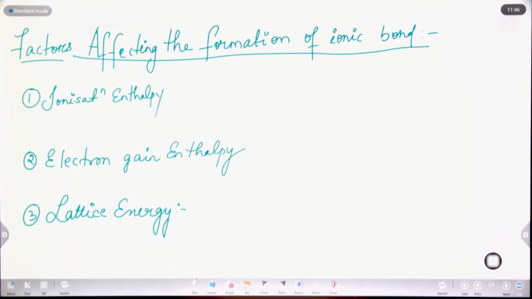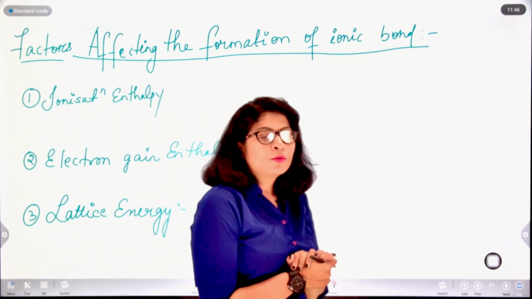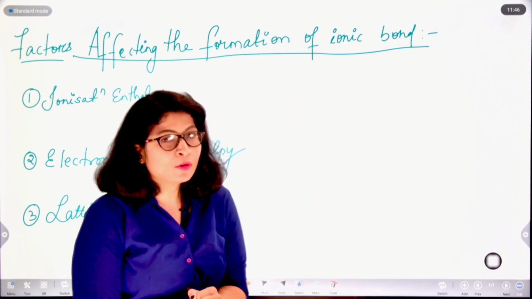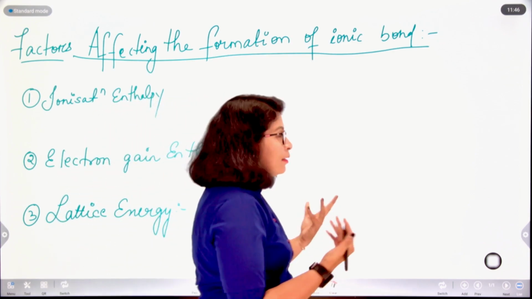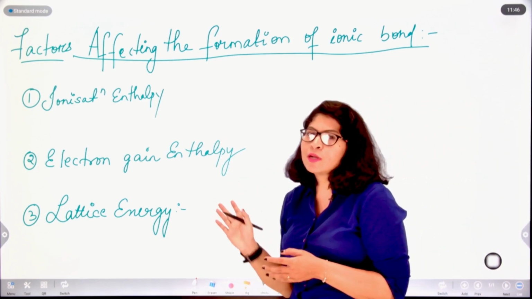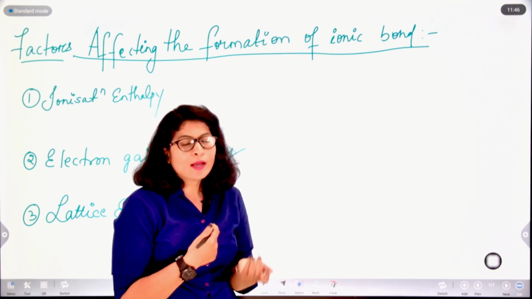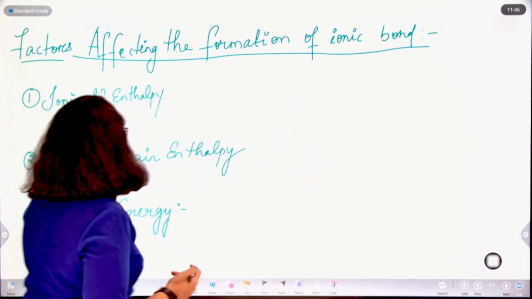So basically, before discussing these factors, always remember atoms are also like humans. We want to be stable, we want to be calm, we don't want to do any work, we don't want to be in an excited state anytime. So an atom also tries to release all its energy in the process of forming a bond, and they want to become stable. Okay, so first is ionization enthalpy.